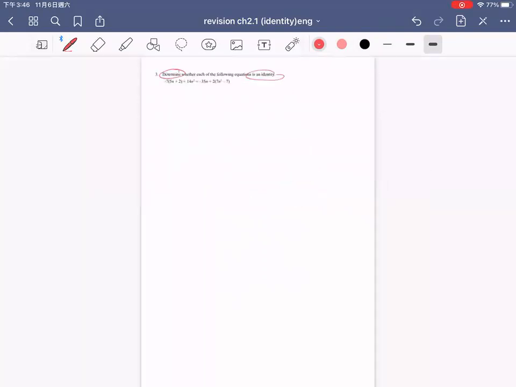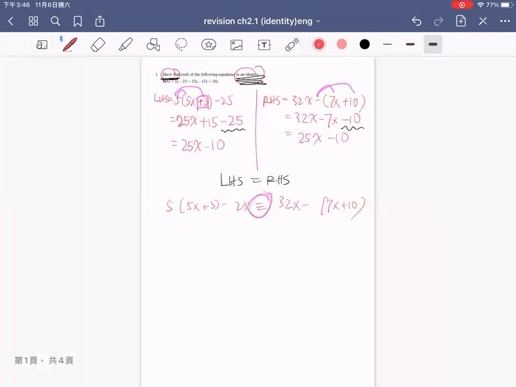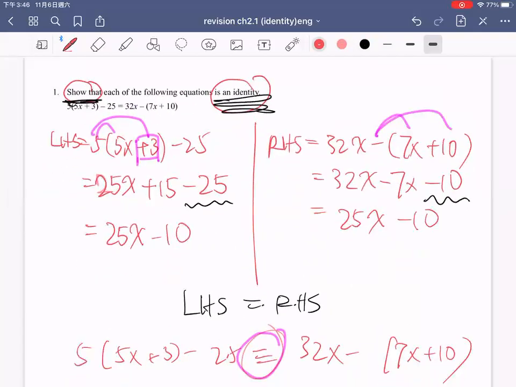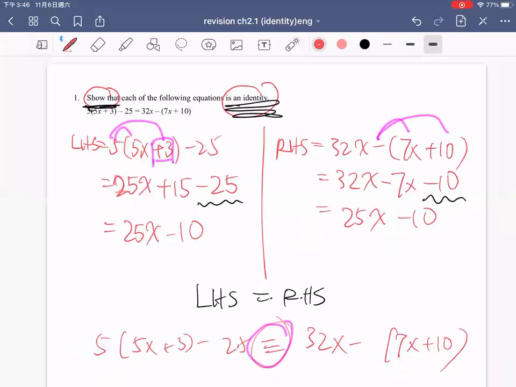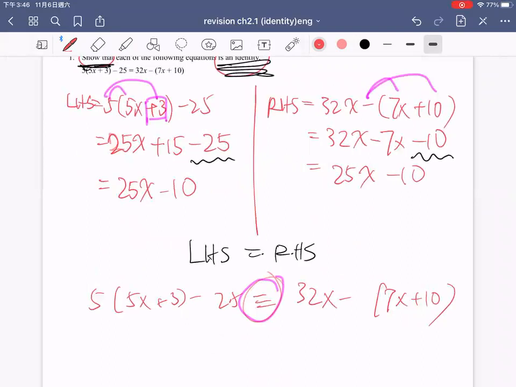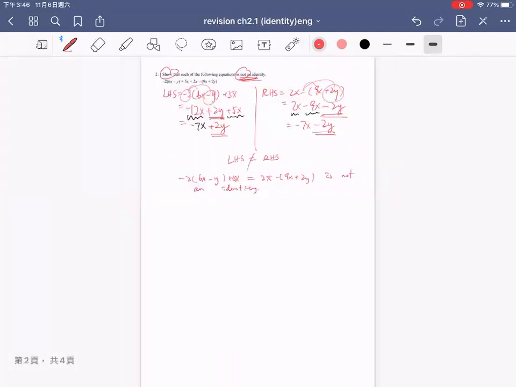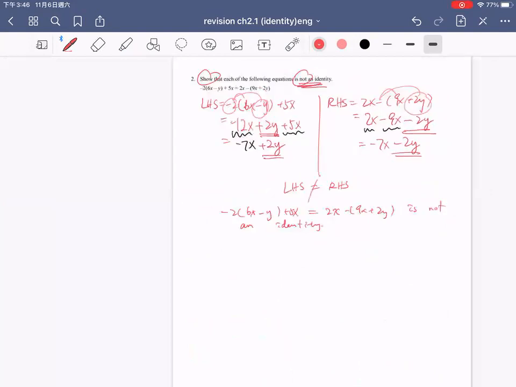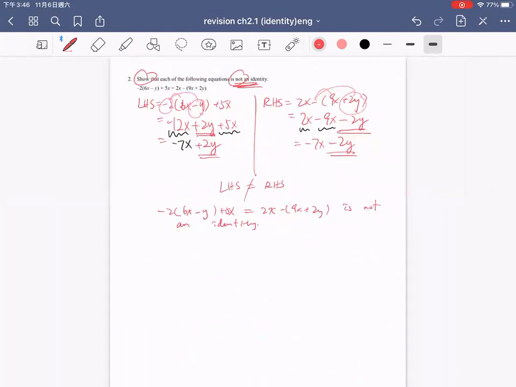Okay, but this is not the same as the previous ones, right? This one, it is an identity. You show it, just so it is. You cannot show it is not, right? So the result is already fixed. It is an identity. Okay, it must be left hand side equal to the right hand side, and this one is not. So the left hand side must not equal the right hand side.